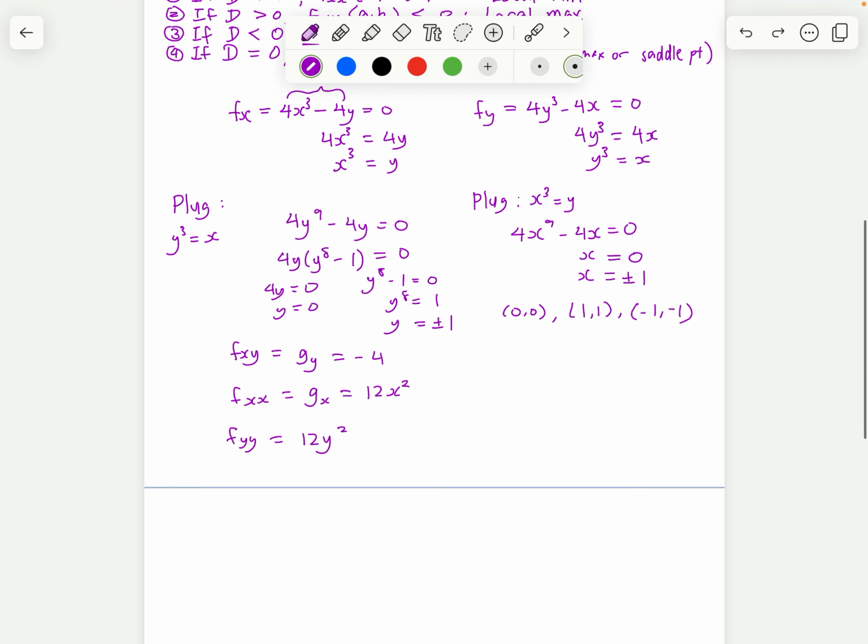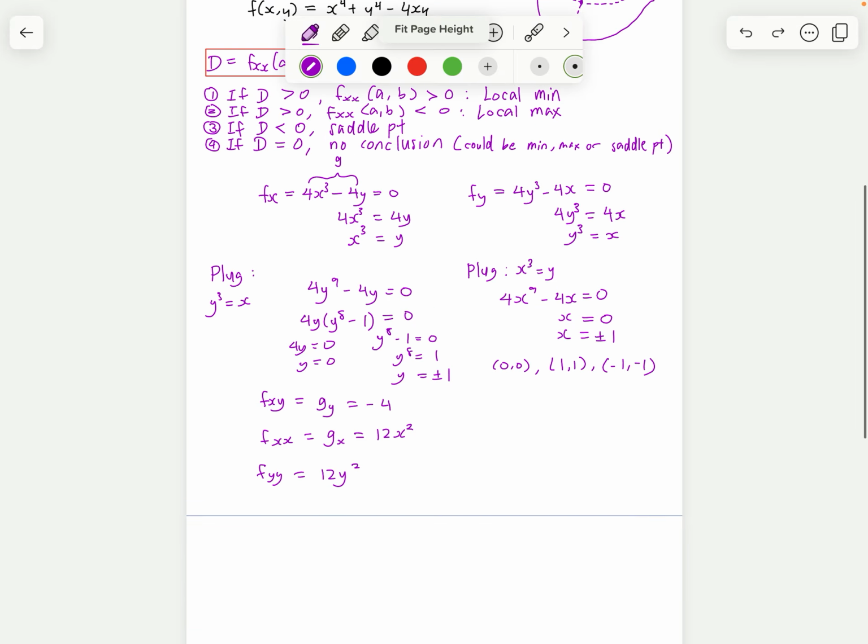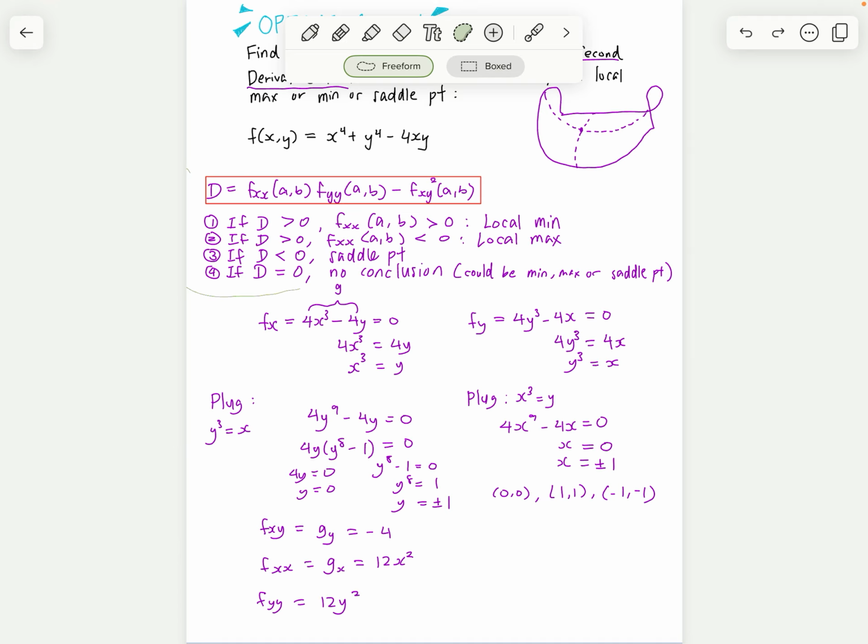So for our first point, we can test with (0, 0). So maybe just to make it easier, I'll actually copy and paste this down here.